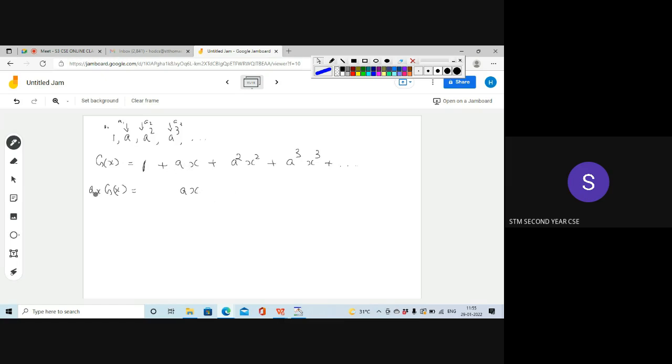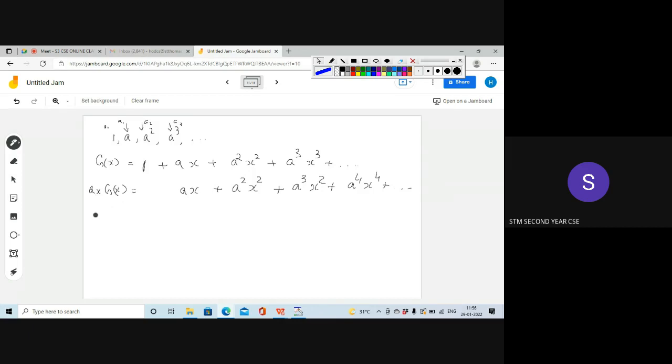Then again multiply ax by the second term, a into x, that is you will get a square x square, plus again multiply ax with the third term, you will get a cube x cube, plus when you multiply ax by the fourth term, you will get a raised to 4, x raised to 4 and so on, isn't it? I'm just multiplying g of x by ax. Instead of writing it just below 1, I'm writing the same coefficient below the terms of similar degree in the polynomial.